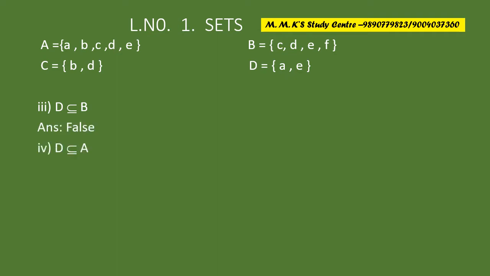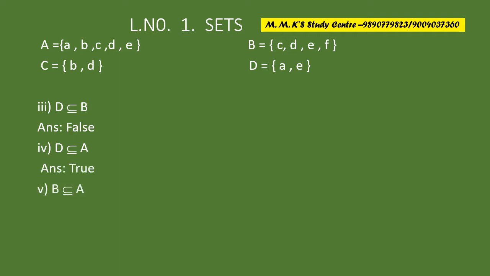The next question, D is a subset of A. D is having A and E, and A is also having A and E and other terms also. So D is a subset of A is a correct statement. Okay, so it is true.